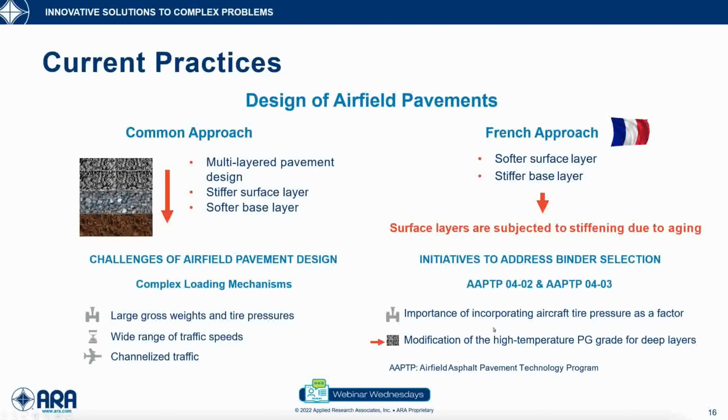Now, designing the airfield pavement is pretty much similar to designing a highway pavement, where the common approach is to follow a multi-layered pavement design. The surface layer is the stiffest, followed by lower layers that are softer. However, this is contrary to the French approach, where the base layer, or the layer below the surface layer, is stiffer.